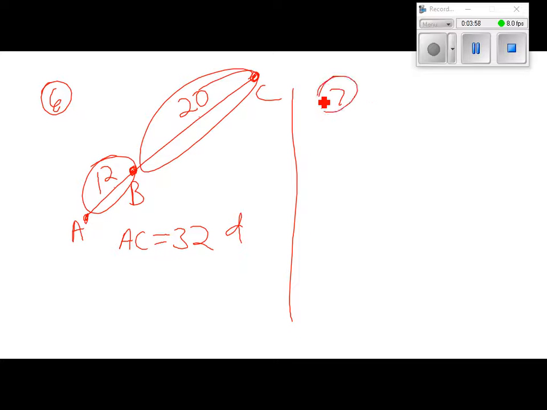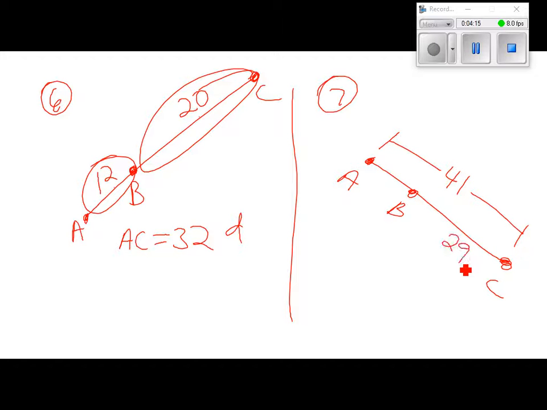Number 7, same idea on number 7. Give us a segment, looks like this. It's A, B, and C. They tell us that this whole thing is 41. This part right here from B to C is 29, and they want us to find segment AB, which is that part. This time, instead of adding, we're going to subtract, so we just take 41 minus 29, and you get 12, and that is answer A. Answer A on the paper.